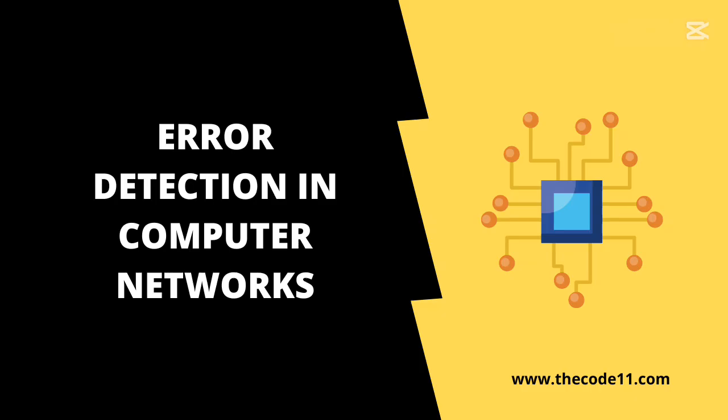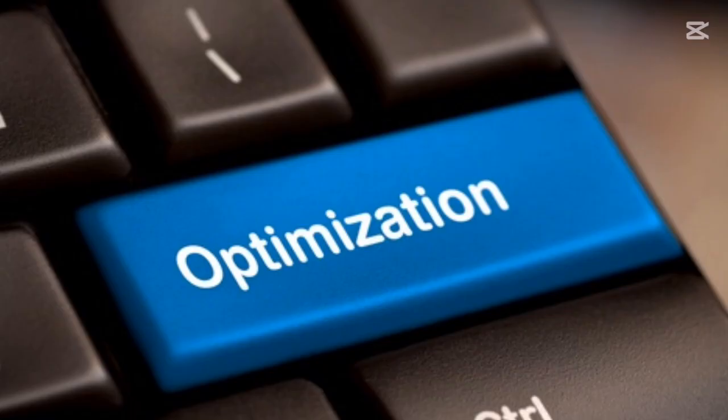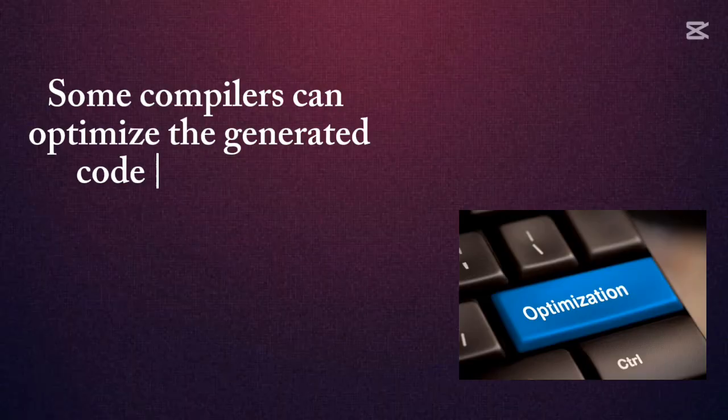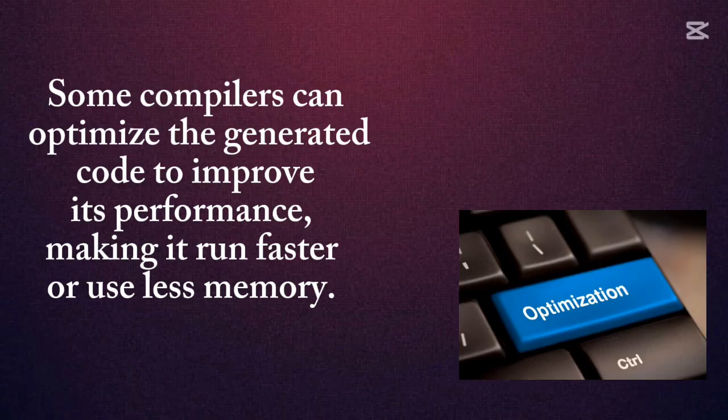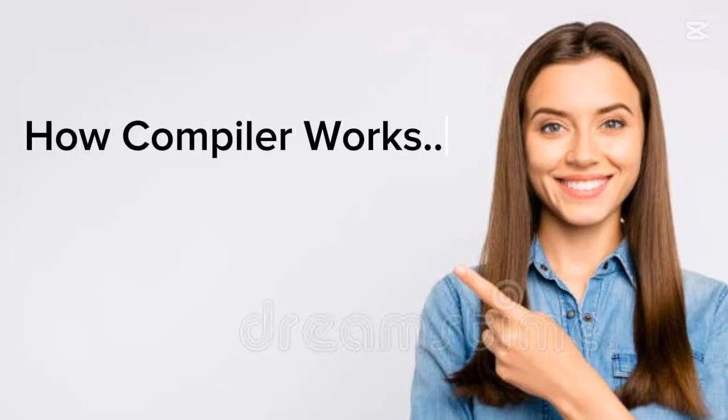Number 2, error detection. Compilers can identify errors in the source code, such as syntax errors or type mismatches, and report them to the programmer. Number 3, optimization. Some compilers can optimize the generated code to improve its performance, making it run faster or use less memory. Let's discuss how it works.